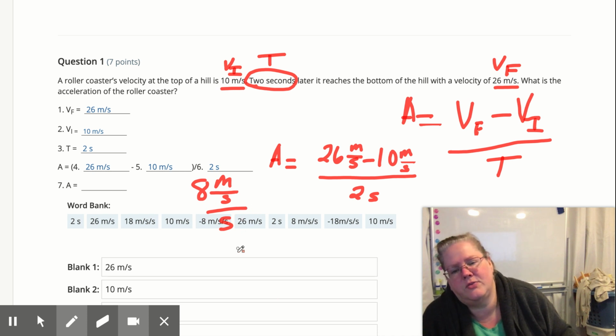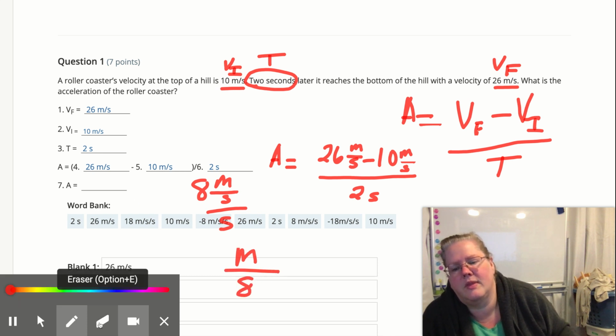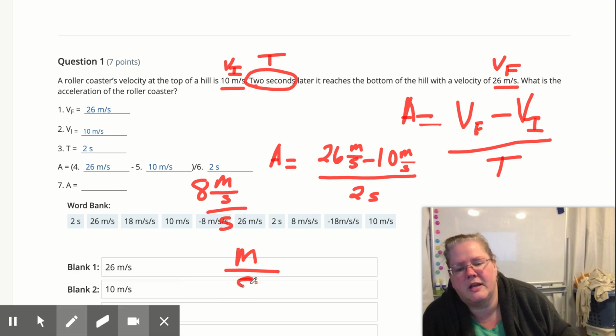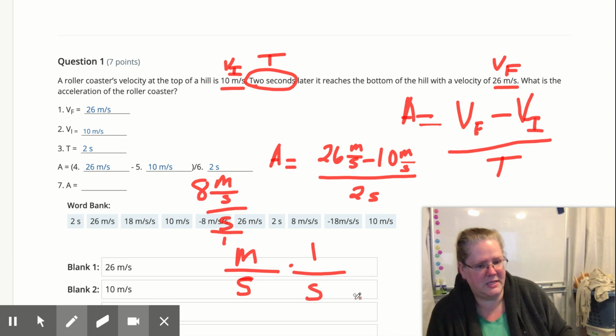Well, ladies and gentlemen, if you remember from math, I can multiply something by something called the reciprocal, right? So meters per second over seconds. Well, that's also implied that there's a 1 under there. If I multiply by the reciprocal, I flip that, 1 over s. And this is how I'm getting that unit.